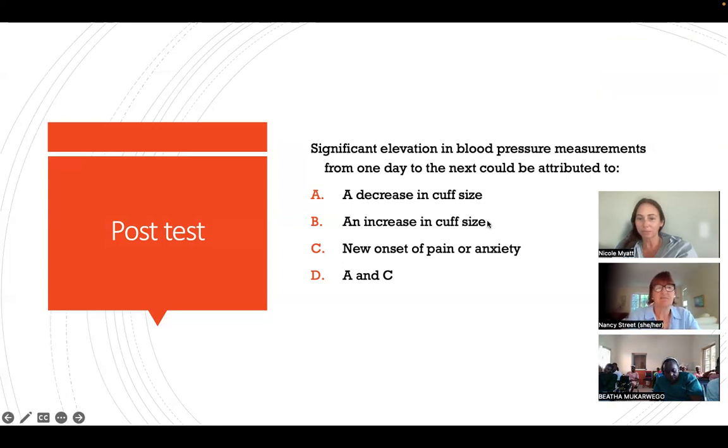Okay, so this is a post test. The first question is, you have a patient who has a significant elevation in blood pressure measurements from one day to the next. What could be the reason for this? Would it be a decrease in cuff size, an increase in cuff size, new onset pain or anxiety, or both A and C?